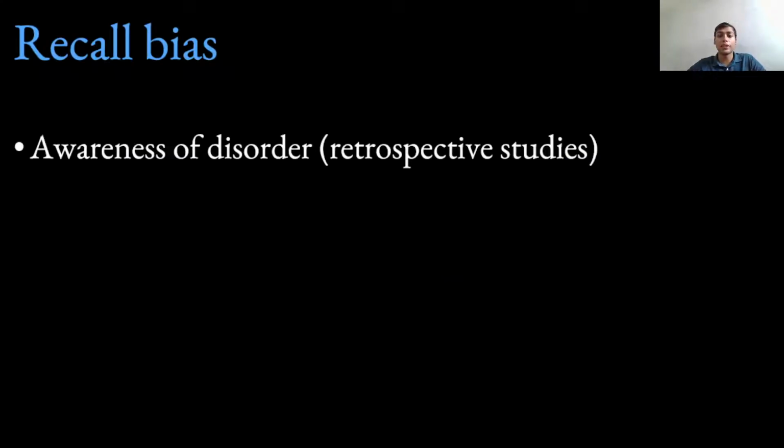The first type of bias is known as recall bias, in which awareness of the disorder alters recall by subjects. It is quite common in retrospective studies, and patients with disease recall exposure after learning of similar cases.